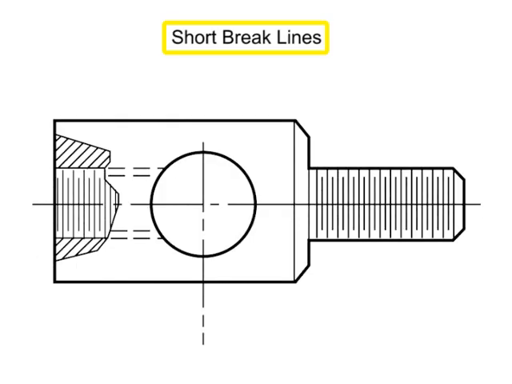Short breaks are indicated by solid freehand lines and are typically used to illustrate smaller section views where removing material from the part illustrates features otherwise not shown.